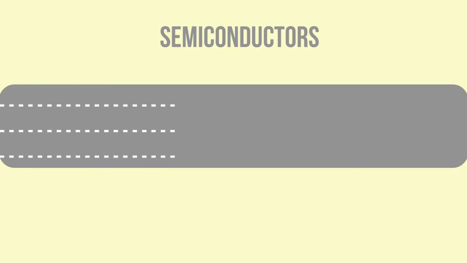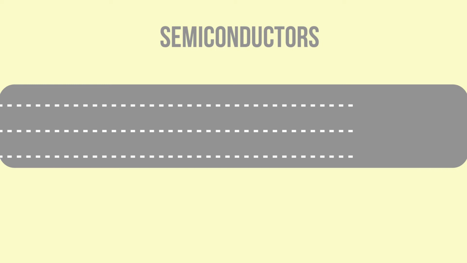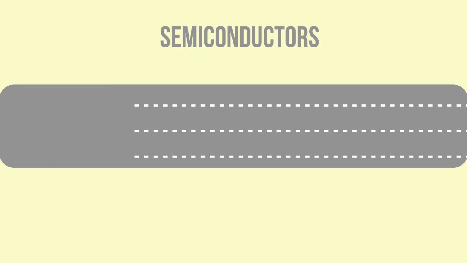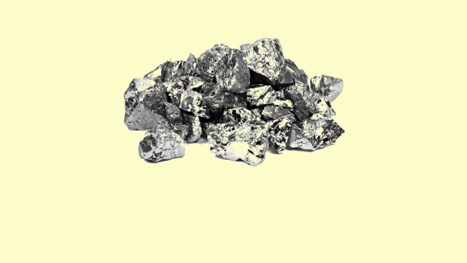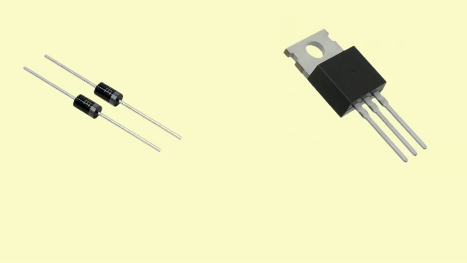Finally, we have semiconductors. These materials offer resistance to movement of charges which is intermediate between conductors and insulators. Examples: silicon, germanium. Because of this property, semiconductors are used in making devices like diodes and transistors where we can control and direct the flow of currents.